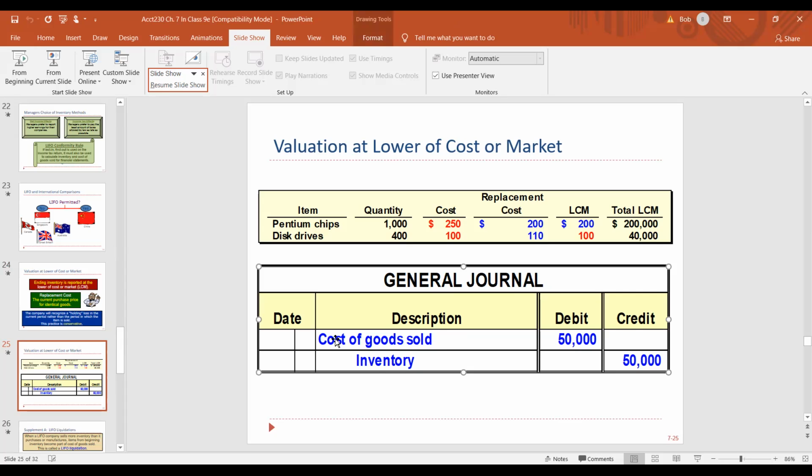Where I worked for a long time with Thomas and Betts, we called this cost of goods sold dash lower of cost or market. I think we called it cost of goods sold dash LCM. I think that is how I set it up. Okay. So that's an important little thing to understand.